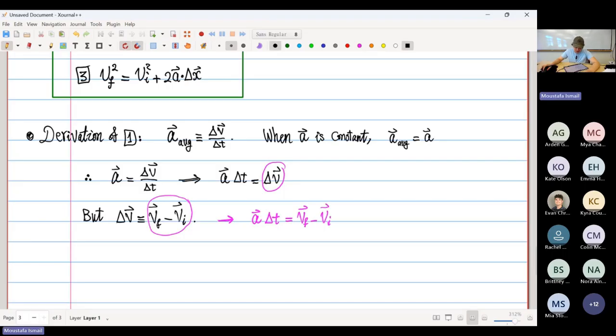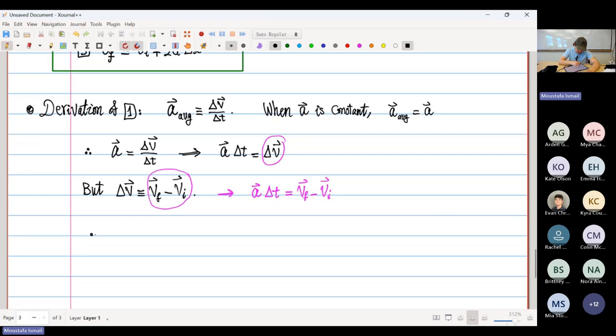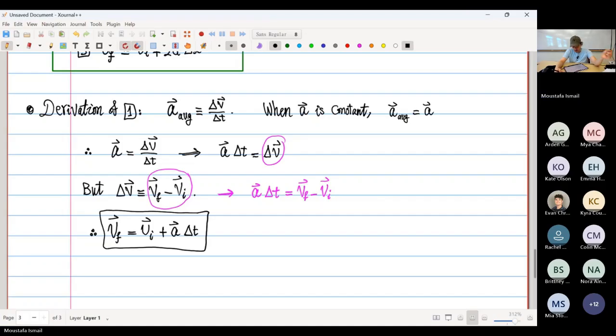And then you can rearrange the equation, add V initial to both sides. So you get V final equals V initial plus A delta t. So it's really a rearrangement of the definition of the average acceleration, using the fact that average acceleration is equal to acceleration when the acceleration is constant.